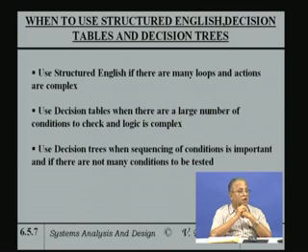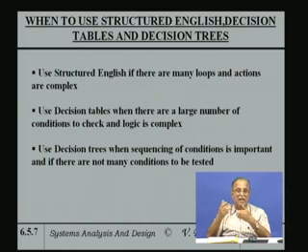So, the final conclusion, or suggestions to you, is to use structured English if there are many loops and actions are complex. Looping is very easily represented in a process specification, like while loops and do loops. Use decision tables if there are a large number of conditions to check and the logic is complex. Use decision trees if sequencing of conditions is important and there are not too many conditions to be tested.